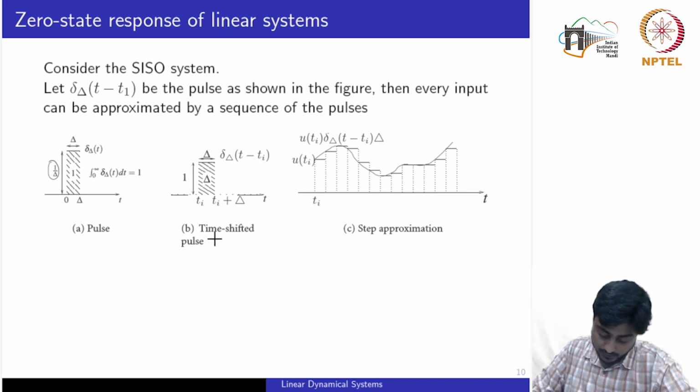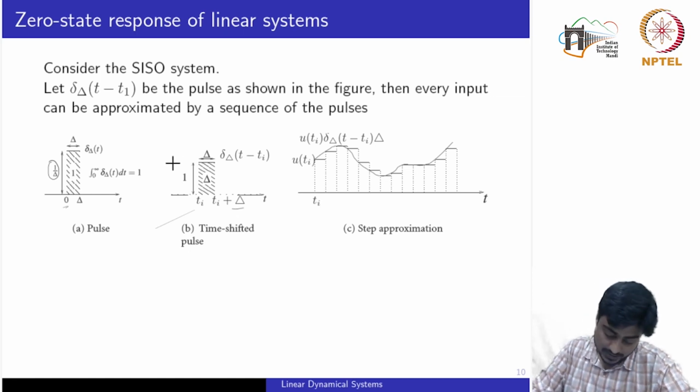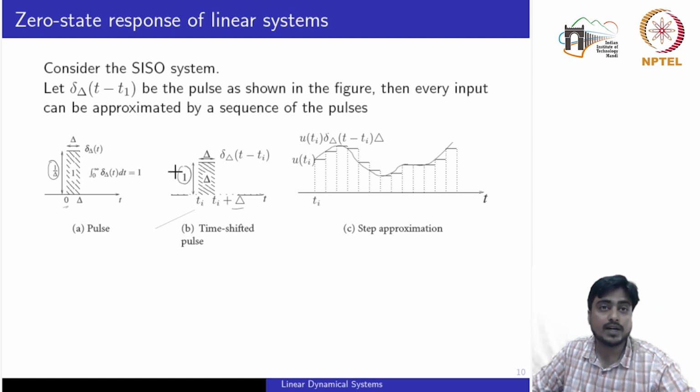In figure B, we considered a time shifted version of this pulse where instead of starting at t equal to 0, we are starting at some ti, keeping the same width of delta. But here notice that we put the magnitude equal to 1 instead of 1 by delta. So if we take the area inside this curve, it is now delta.